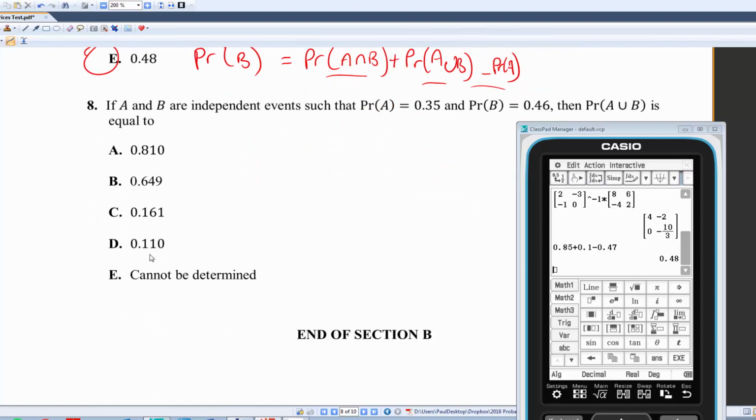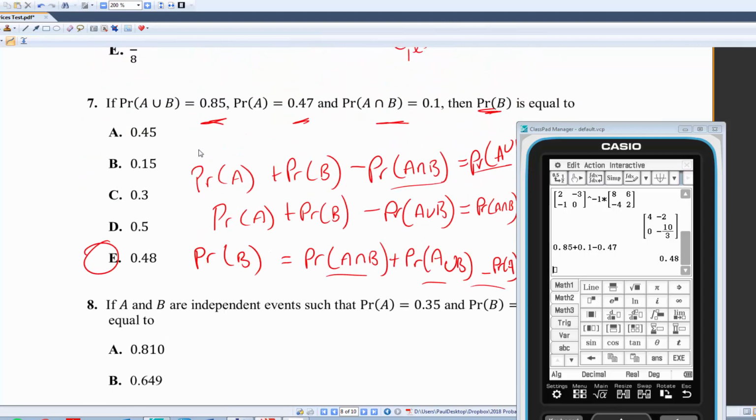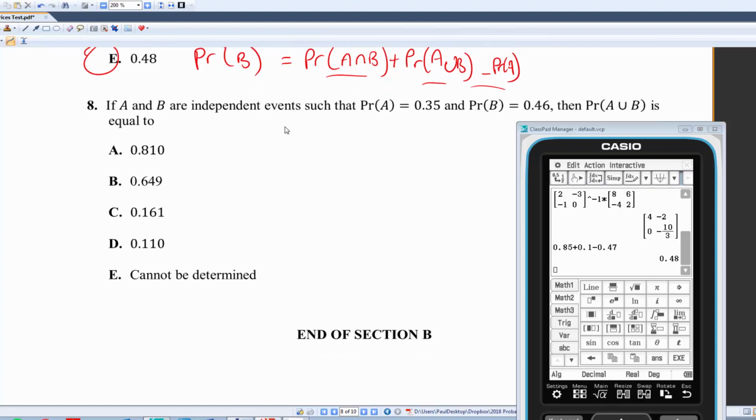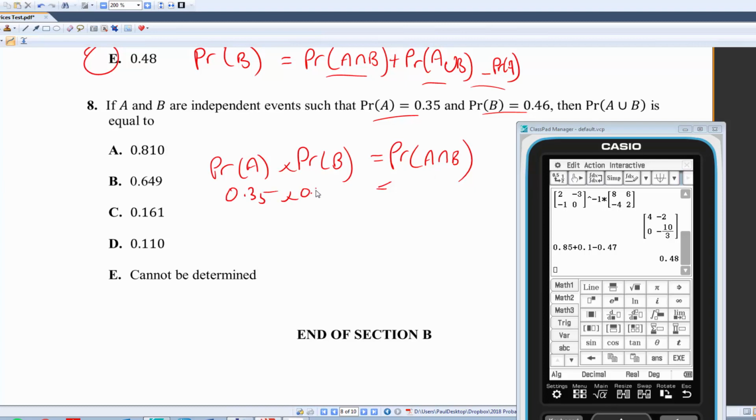Okay, so this one here, you just needed to be aware that for independent events, we've got this situation here. What we know is that these two are independent events. For independent events, we know that the probability of A times the probability of B equals the probability of A intersect B. So if I multiply these two, I get the intersection. So I'm going to do 0.35 times 0.46, and that'll give me the intersection. So over to my calc for that one, 0.35 times 0.46 is 0.161.